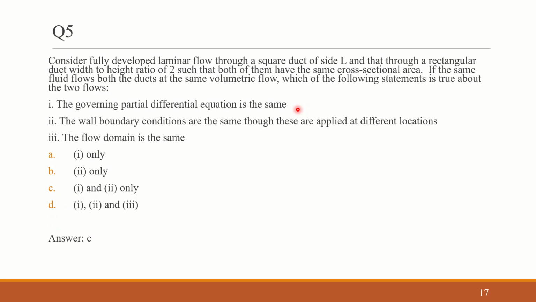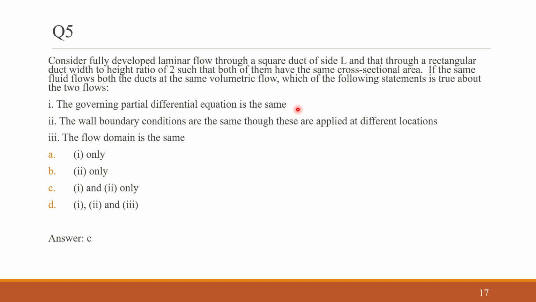So it becomes width into height. Width is equal to 2 height, into h, is equal to 3h square. L square is equal to 3h square. So h is equal to L by root 3. So both of them have the same cross sectional area. So I did a small calculation to give you an idea.